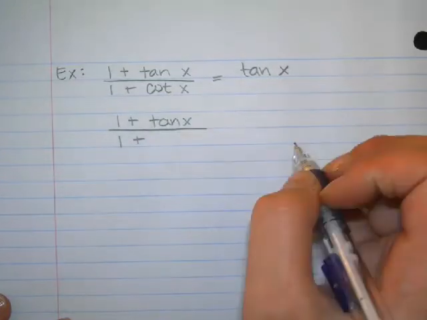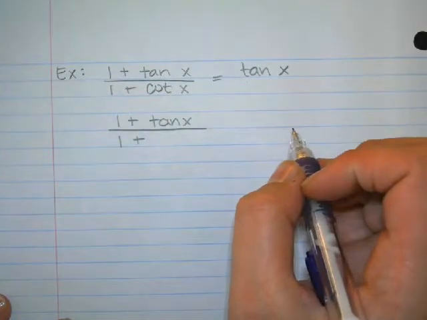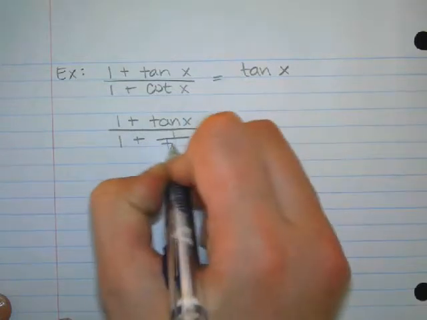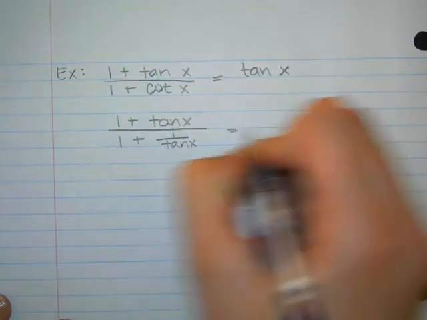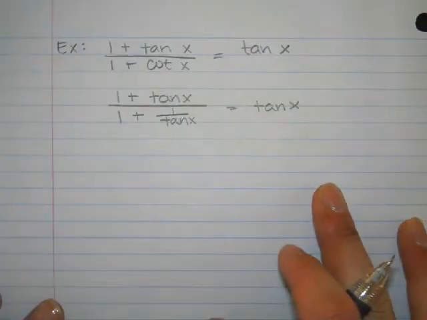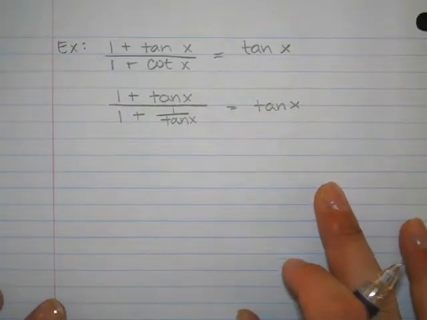Should I do sine, or should I do cos over sine? I'm going to do 1 over tan. So the reason I'm doing 1 over tan is I just want the whole thing to be in terms of tangent, since the right side is only tangent. Okay.